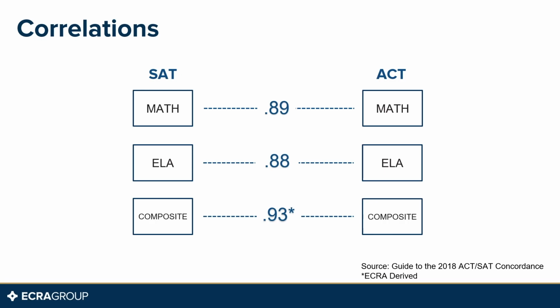Now, 0.93, these are the kinds of correlations that you would expect even from a test correlated to itself. So if you were to ask a student to take the ACT, come back in a few days and take the ACT again, you're not going to get a correlation much higher, if any higher, than 0.93. And that would be the same thing for the SAT. If you asked a student to take the SAT, come back a few days later, take the SAT again, you're going to get correlations around the same level.